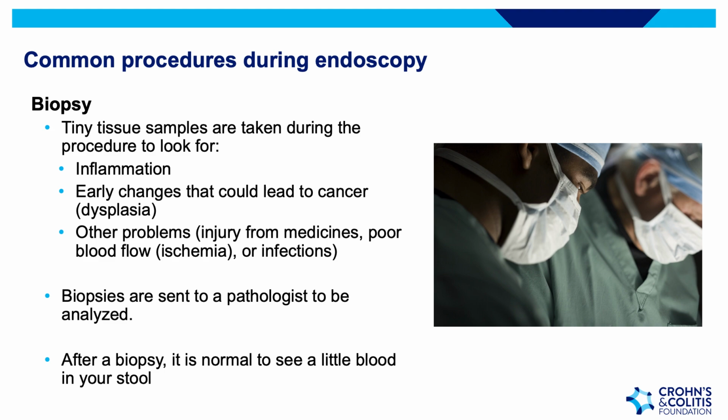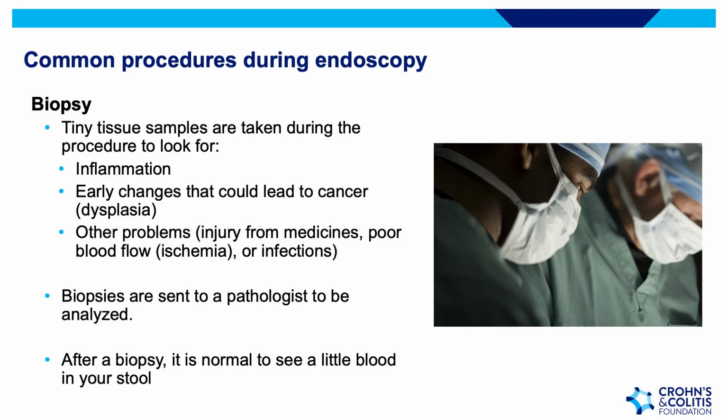Now we're going to talk about common procedures that might happen during an endoscopy. So the most common procedure that's going to happen during an endoscopy is a biopsy. And biopsies are tiny little tissue samples that are taken during the procedure. The biopsy is the size of the tip of a ballpoint pen.